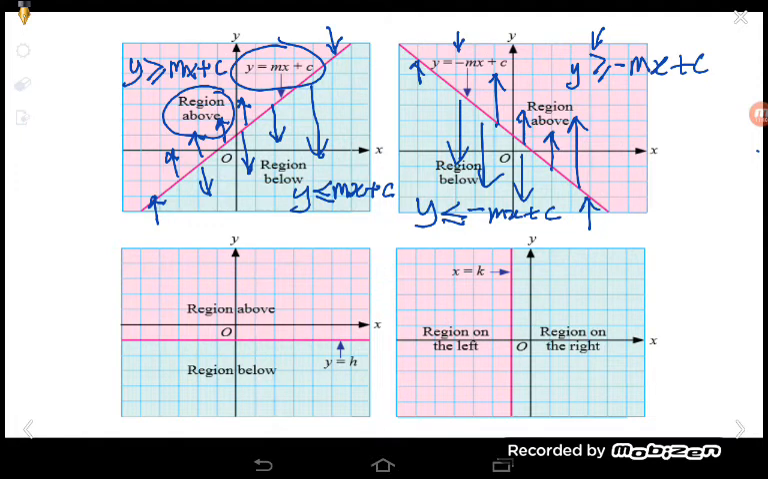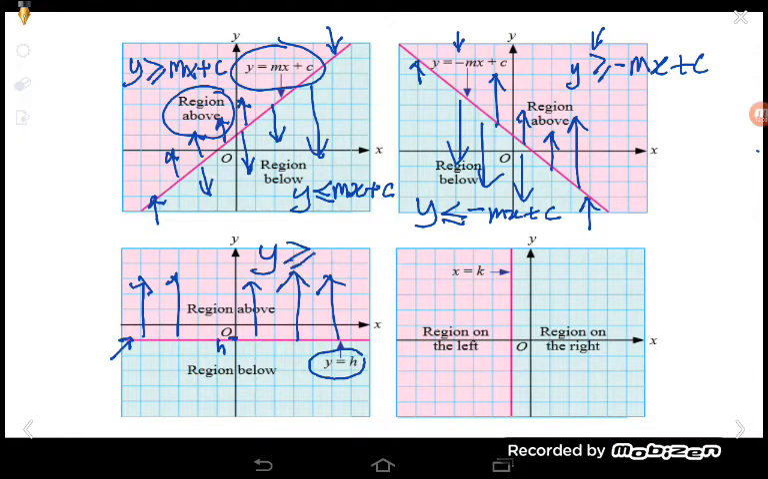Easy, right? Okay, let's see, your straight line is in the form of y equal to h. That means your h is here. So the region above this line, the pink color region, is y more or the same as h. For below the straight line, it is y less or same as h.